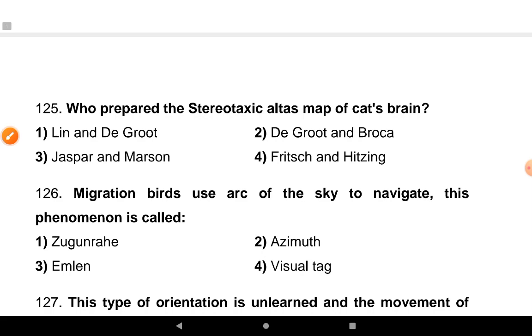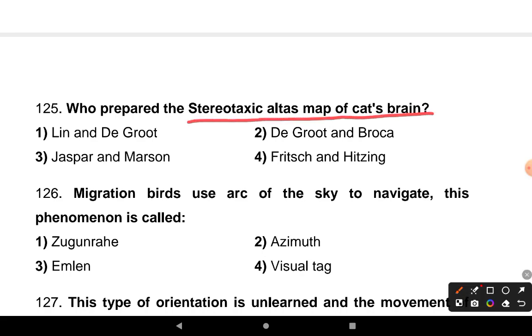Our next question is, who prepared stereotaxic atlas of cat's brain? Lynn and de Groot, Broca, Jasper and Marson, Fritz and Hitzig. The correct answer is option 3. Jasper and Marson prepared the stereotaxic atlas map of cat's brain.